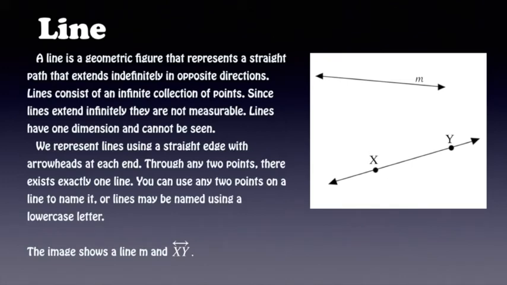A line is a geometric figure that represents a straight path that extends indefinitely in opposite directions. Lines consist of an infinite collection of points. Since lines extend infinitely, they are not measurable. Lines have one dimension and cannot be seen. We represent lines using a straight edge with arrowheads at each end. Through any 2 points, there exists exactly one line. You can use any 2 points on a line to name it, or lines may be named using a lowercase letter. The image shows a line M and a line XY.